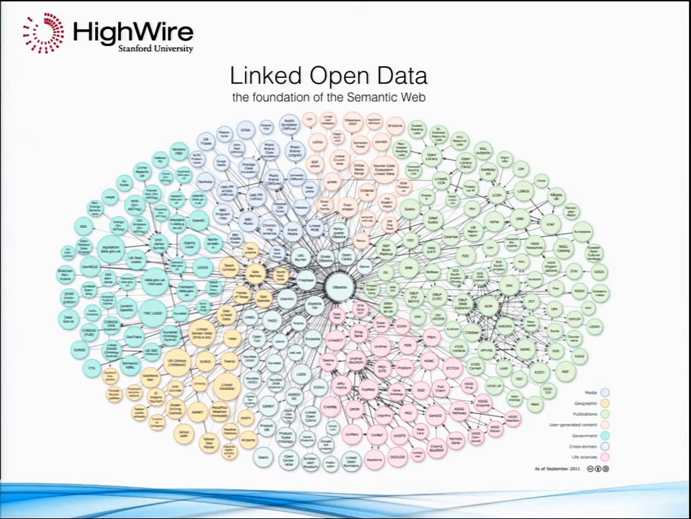Yes, and that's linked open data. It's the foundation of the semantic web. Well, that's a pretty picture. It's got a lot of pieces, but how does it work? How does this solve the problem? How does your metadata increase discoverability using linked open data?